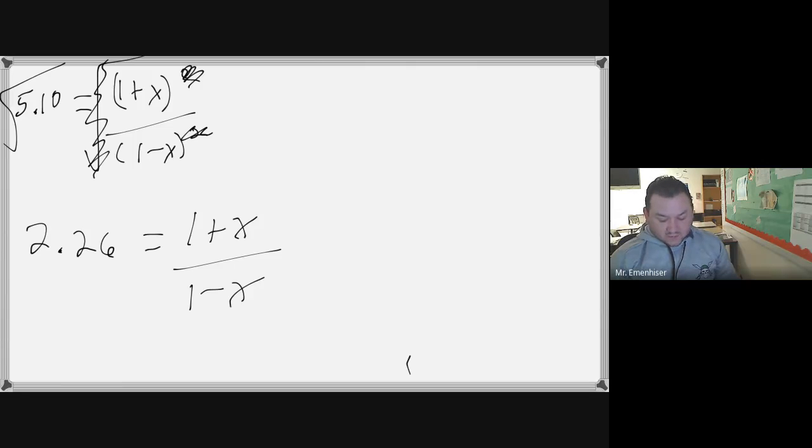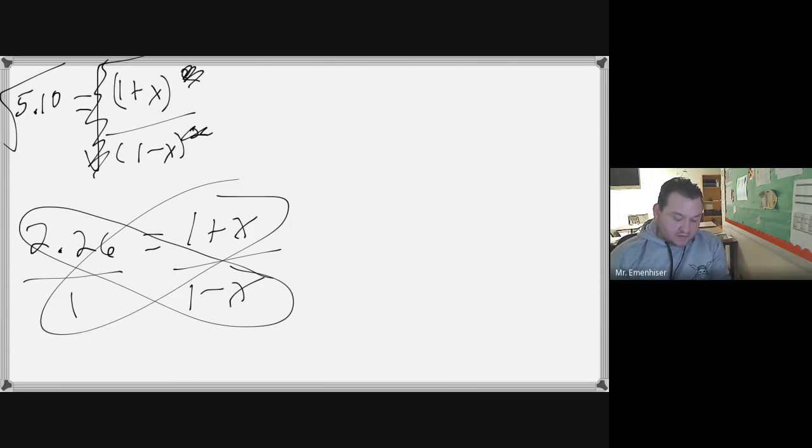And now it's an algebra battle. I hope you guys are good at algebra. So we have 2.26 is equal to 1 plus X divided by 1 minus X. So now what we're going to do is cross multiply. I'm going to do that times that and that times that. So I'm going to do 2.26 times 1 minus X. That's this part. I'm going to set that equal to 1 plus X times 1, which is just 1 plus X.